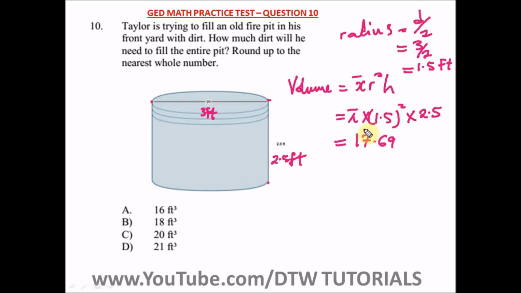So when we carry this 1, we have 1 plus 7, which will give us 18. So we have 18 cubic feet. Okay, this is our volume. This is how much dirt he will need to fill the entire pit. That is 18 cubic feet, and our right option here is option B.